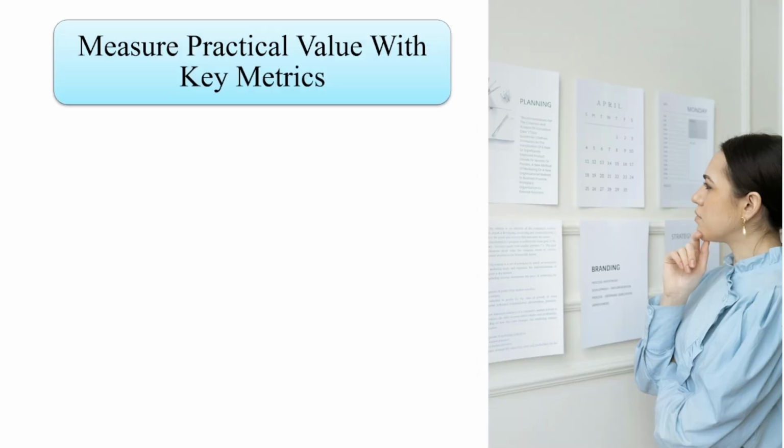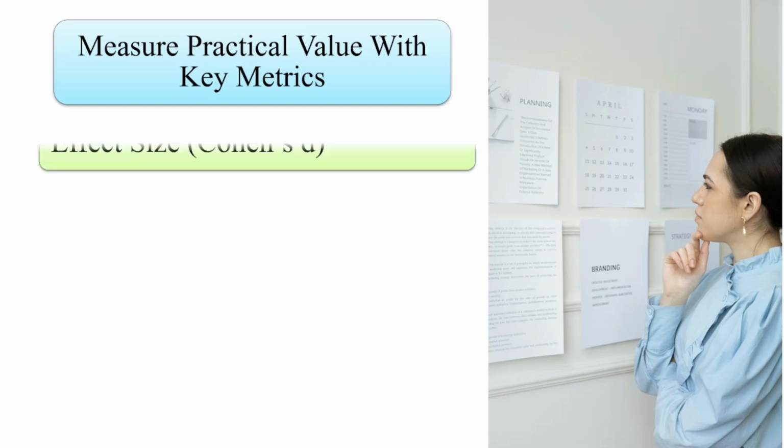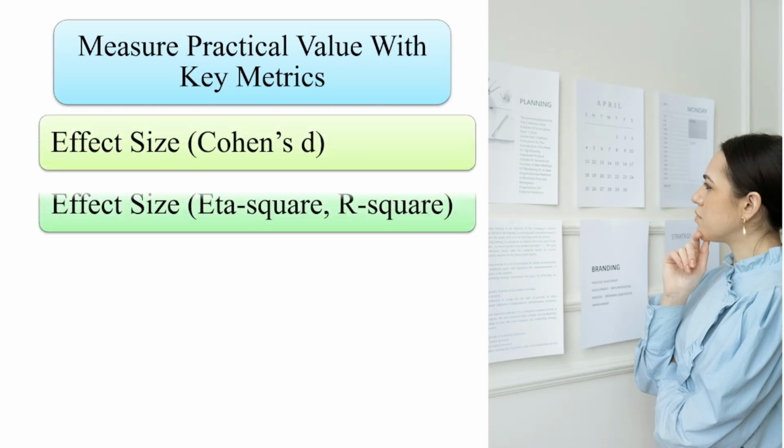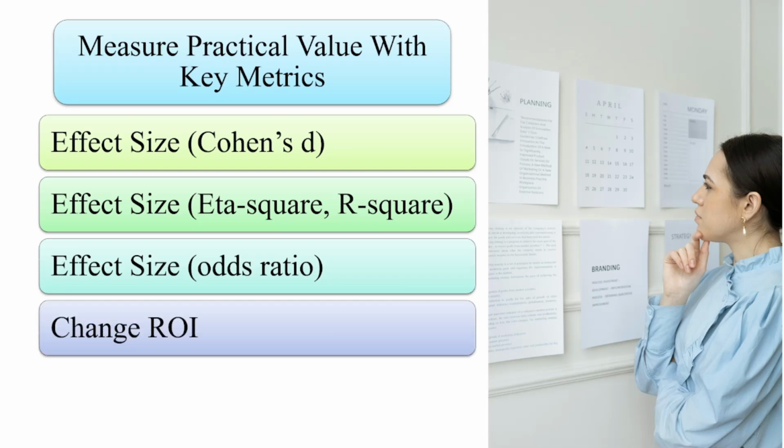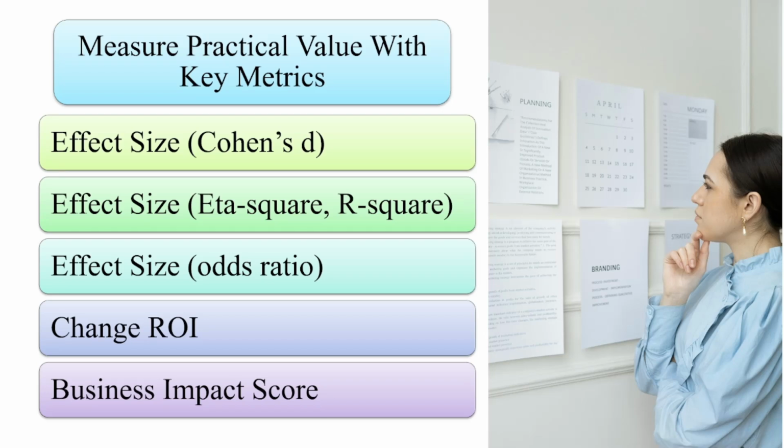So, how do we measure practical value? We start with effect size like Cohen's d, eta square, r square, or even odds ratio to understand how big the impact really is. Then we look beyond statistics and check the ROI, the real return on investment. Finally, we consider a business impact score to judge operational importance. In short, we measure not just if something works, but how much it truly matters. That's the power of practical significance.